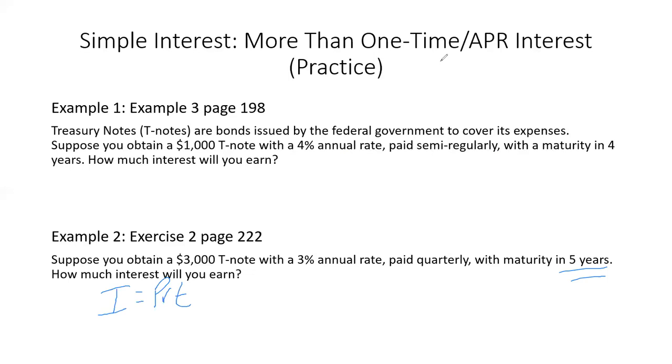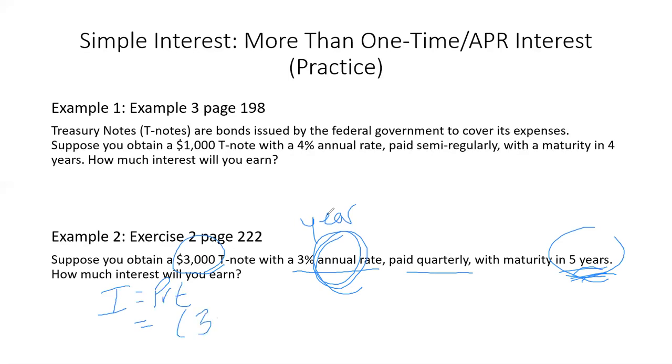It just was, I'm going to borrow this. When I pay it back, I had to pay 5% extra. On these, I have another time limit to consider. So suppose you obtain a $3,000 T-note. Okay, so that's essentially with a 3% annual rate paid quarterly, maturity in 5 years. The first one I'm going to do is I'm going to work it out the same way that I did that first example last time. So I noticed that this one has the word annual in it. So this is 3% per year. My principal is $3,000.